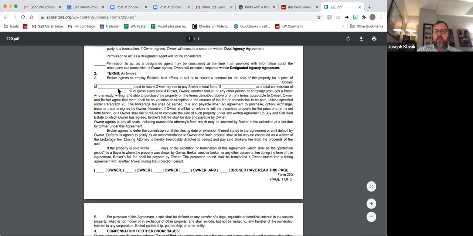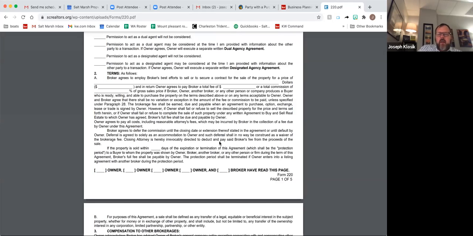This is also where it stipulates where the brokerage fee is earned. As I say with any contract, it's actually a good template for a script. So when I'm going through the contract with my seller, I can simply say, here's the price, commission. However, understand that the brokerage fee is earned, due, and payable when an agreement to purchase, option, exchange, lease, or trade is signed by the owner. However, if the owner shall fail or refuse to sell the described property for the price and terms, they still could be held liable. However, Mr. and Mrs. Seller, we're in this business together, and what this is saying is that I don't get paid unless this closes. Technically, it'll say it was earned, but I'm paid on a contingency.